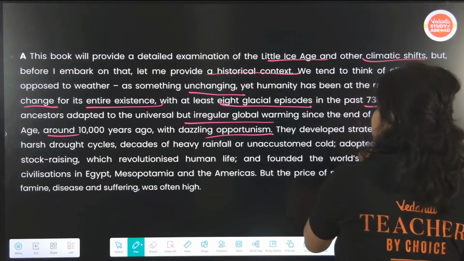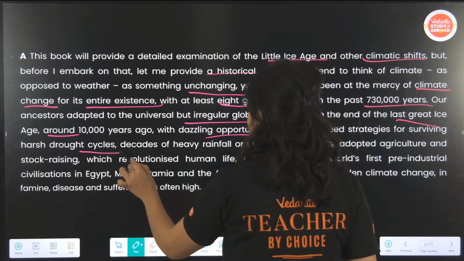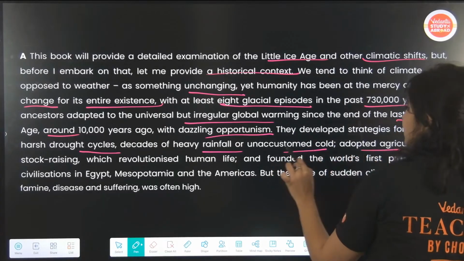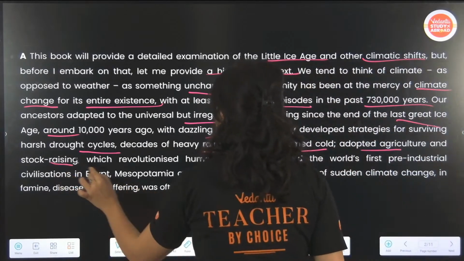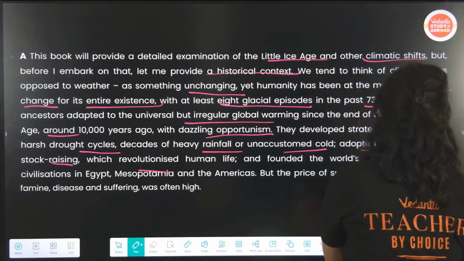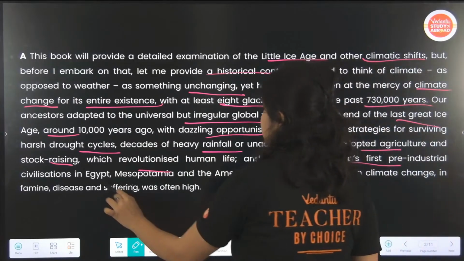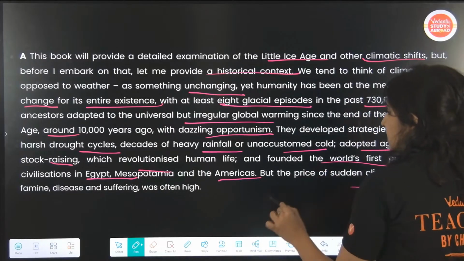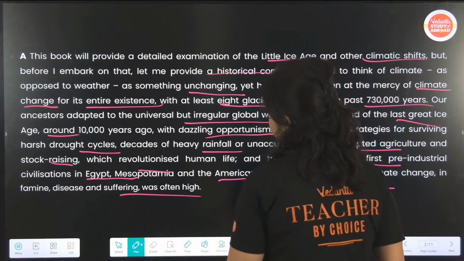They developed strategies for surviving harsh drought cycles, decades of heavy rainfall, or unaccustomed cold, adopted agriculture and stock raising, and revolutionized human life and founded the world's first pre-industrial civilizations in Egypt, Mesopotamia, and the Americas. But the price of sudden climate change in famine, disease, and suffering was often high.